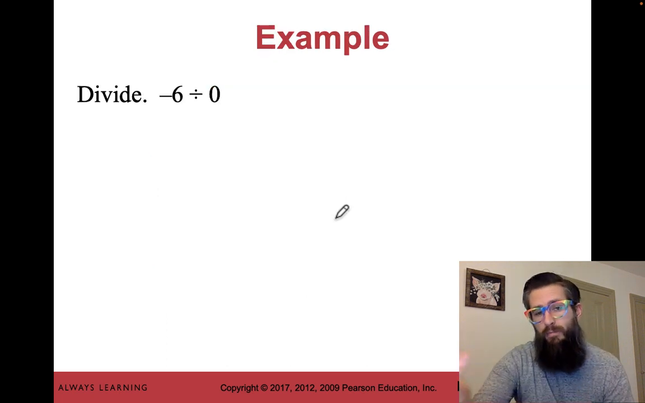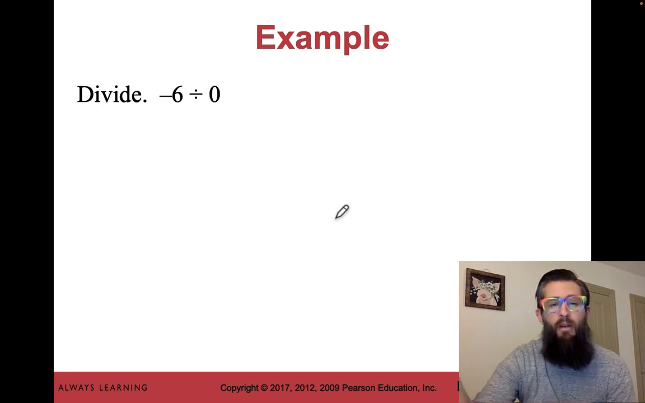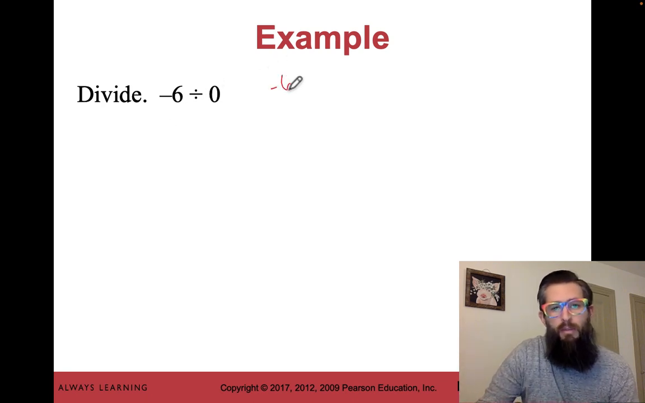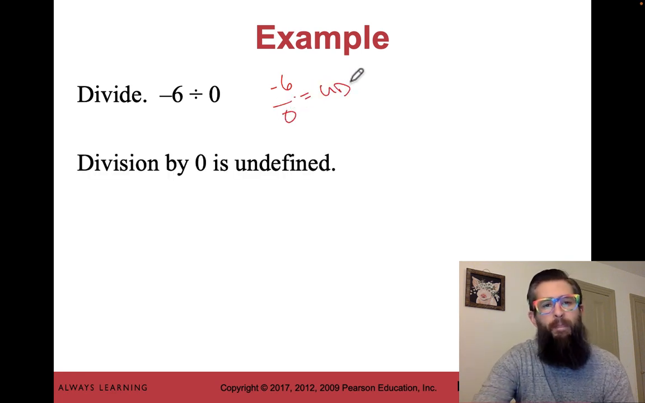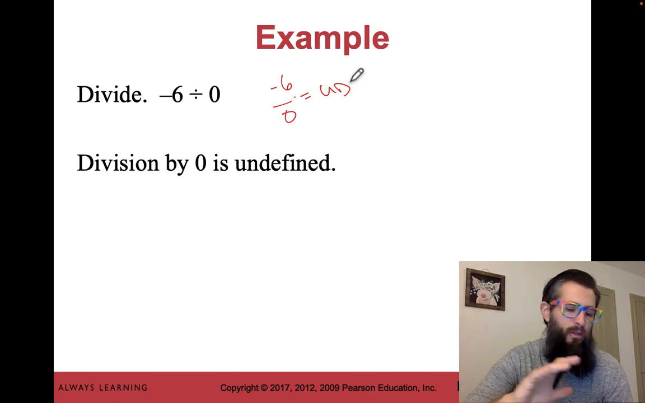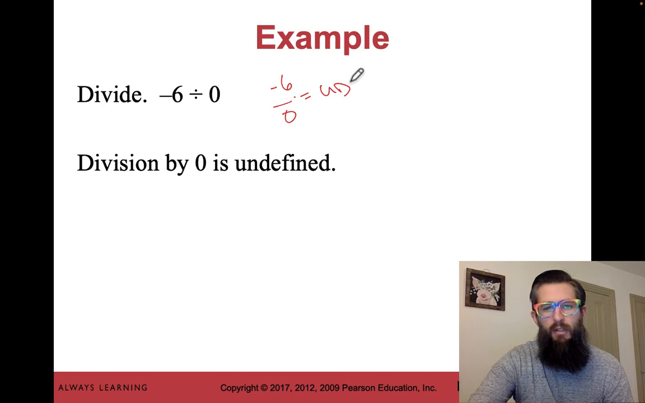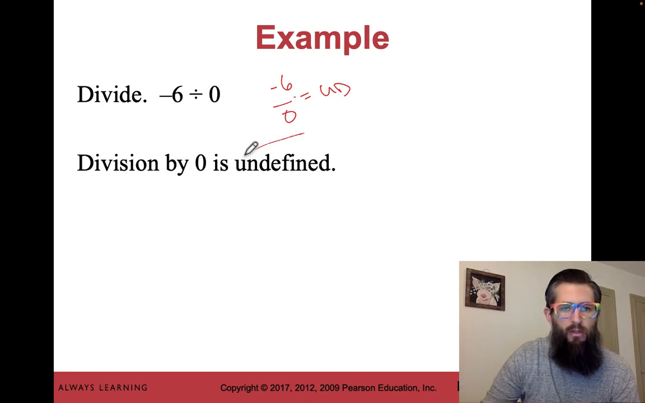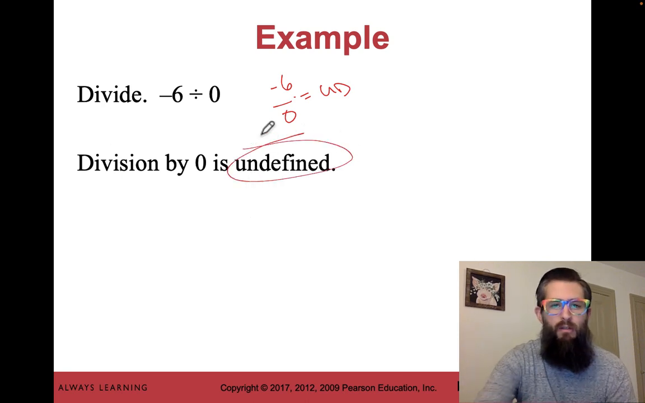So here we go. Negative 6 divided by 0. If we write it in fractional form, it's negative 6 over 0, which is going to be undefined. Okay? So division by 0 is undefined, and if you're doing homework, whether it's online or on paper, this is the designation that you're going to want to write. You're going to want to label that particular quotient as undefined.